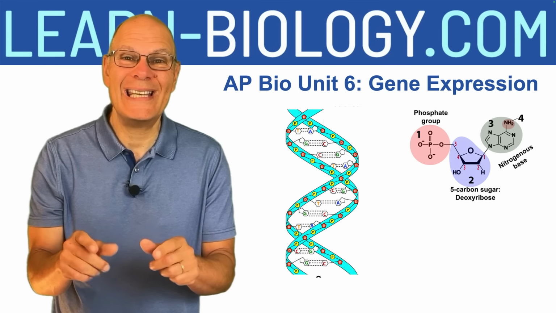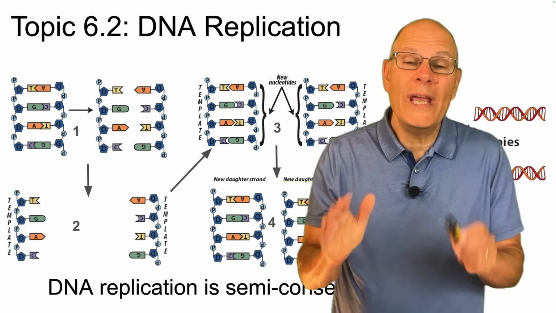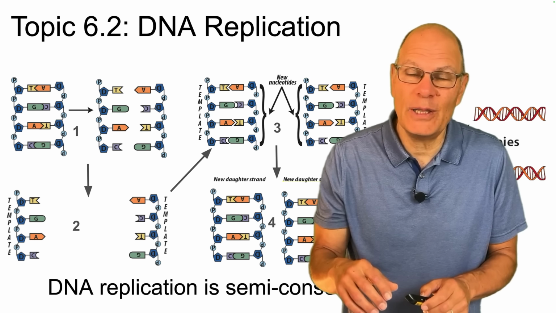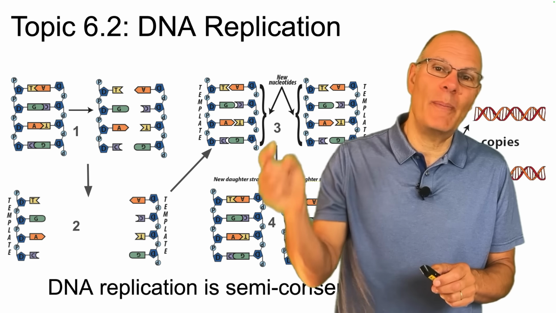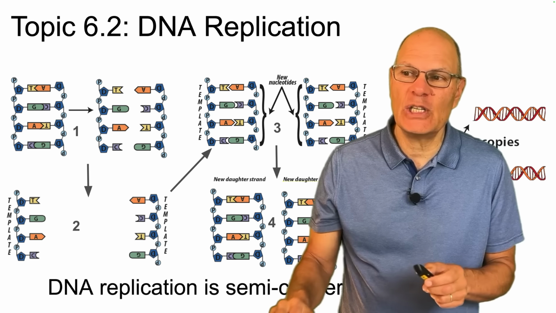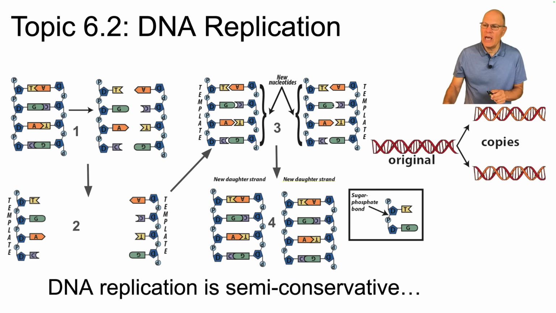AP Bio Unit 6, Gene Expression. We handled most of the first topic in this unit, DNA and RNA structure, back in Unit 1. Now we're in topic 6.2, DNA replication. The main thing to know is that DNA replication is semi-conservative. The original strand separates, and each strand serves as a template for synthesis of a new strand. The result is that the daughter strands are half new and half old, hence semi-conserved.